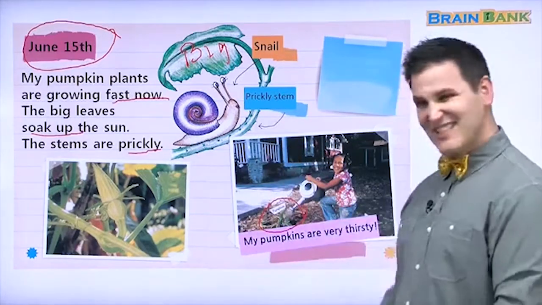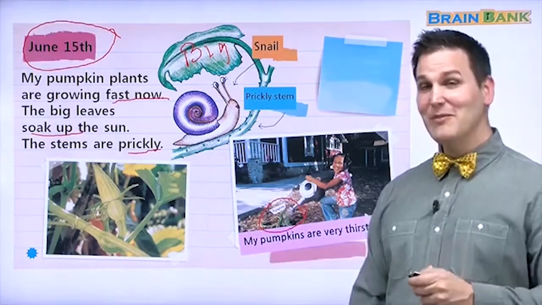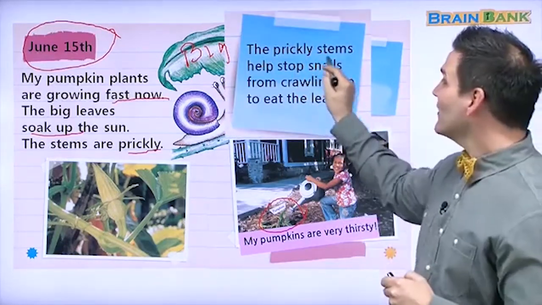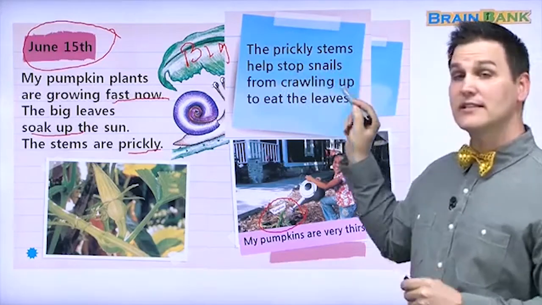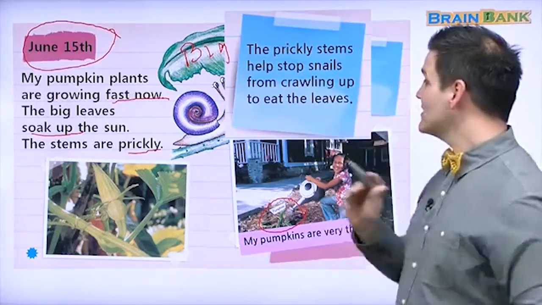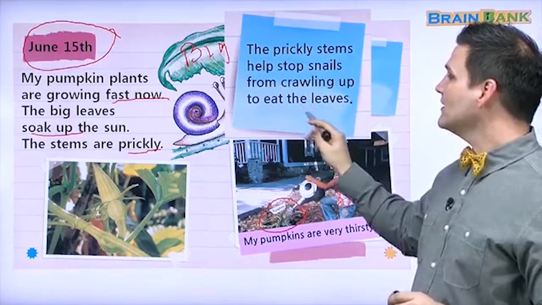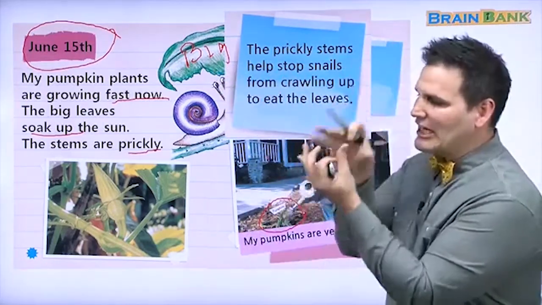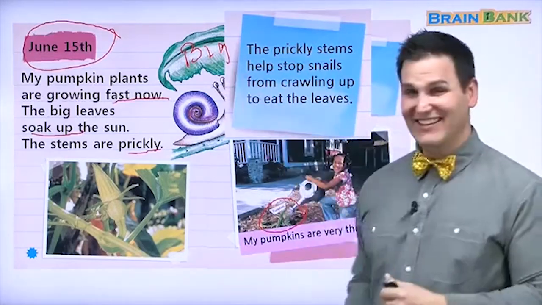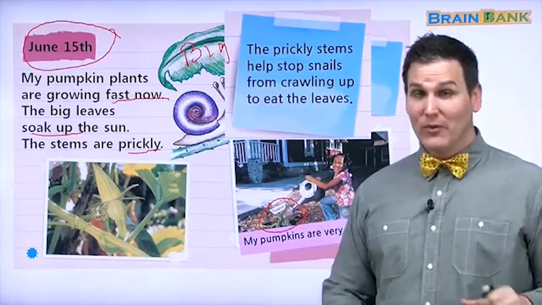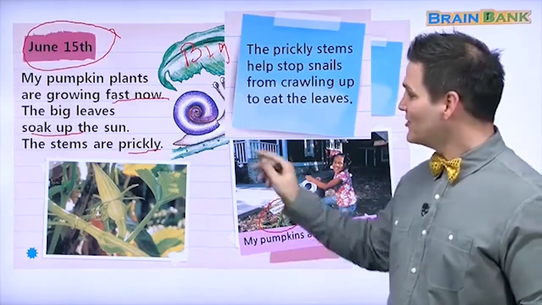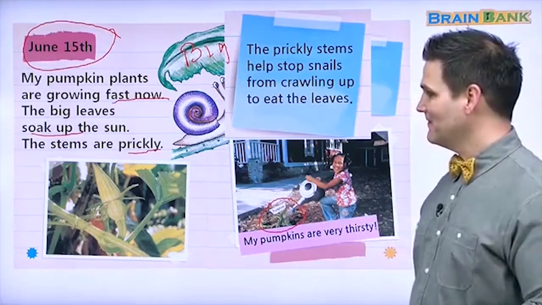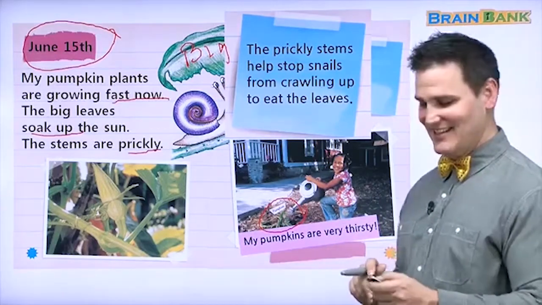Why? Why is this snail here? Maybe we can find out the answer here. The prickly stems help stop the snail from crawling up to eat the leaves. So the snail wants to eat this leaf. But the pumpkin doesn't want that. So the pumpkin plant grows prickly stems. Okay, let's see what happens next.